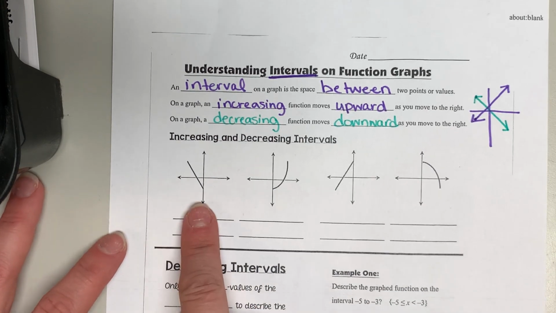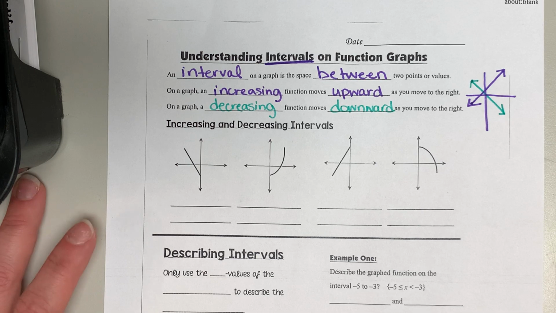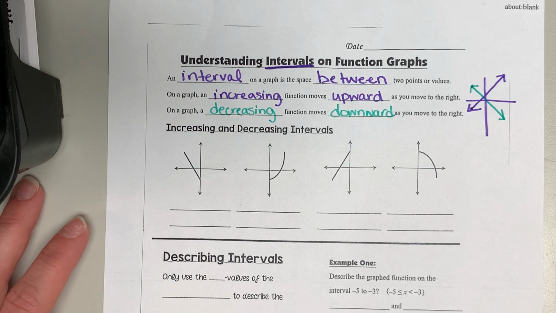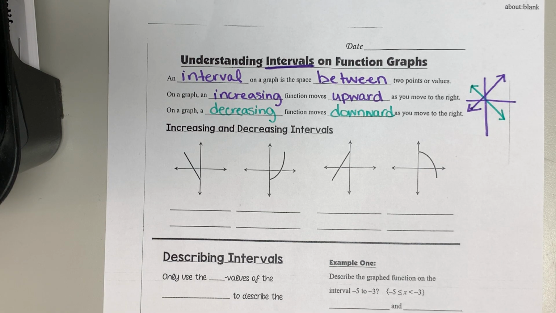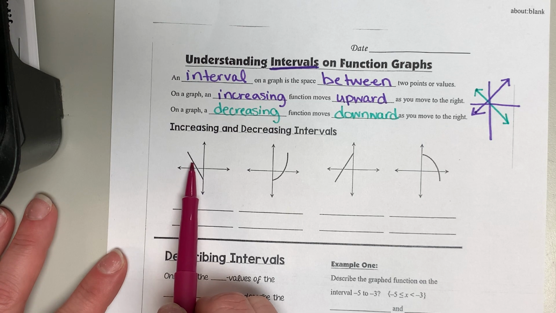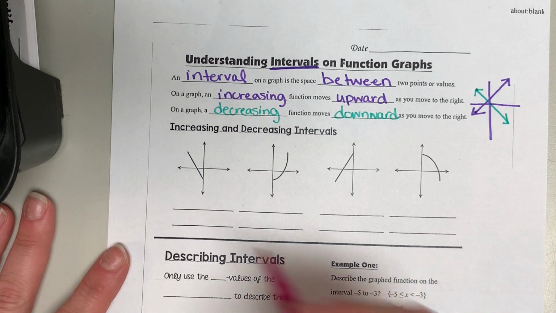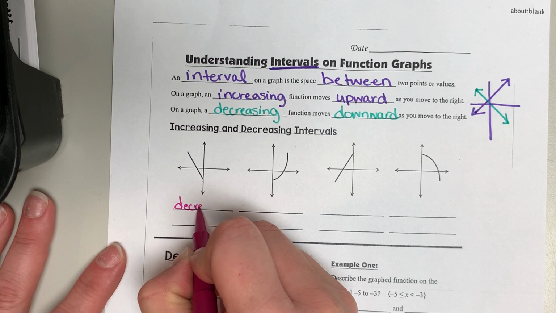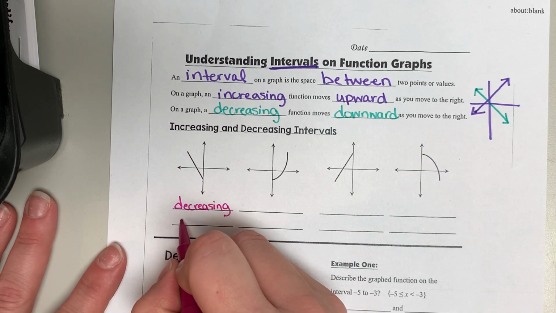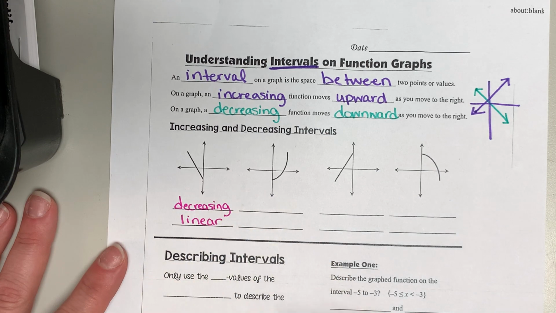Okay, let's look at increasing and decreasing intervals. First of all, you need to know the difference between linear and nonlinear. Linear is a perfect straight line. Nonlinear is a line that happens to be curved, or it has movement in the line. It is not perfectly straight. Let's look at these examples. The first one, from left to right, if I were to trace this, is this going upward or downward? It's going downward, so it is decreasing. And is this a perfect straight line? Yes, so it is linear. Decreasing, linear.